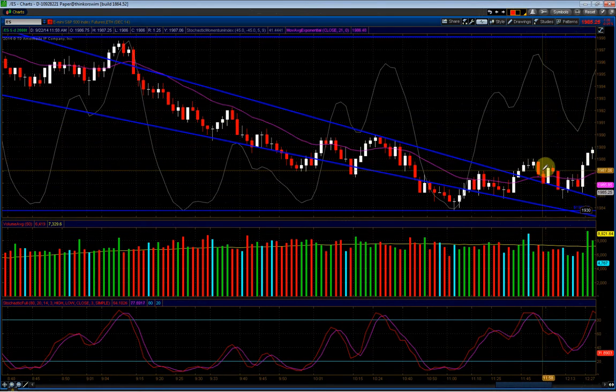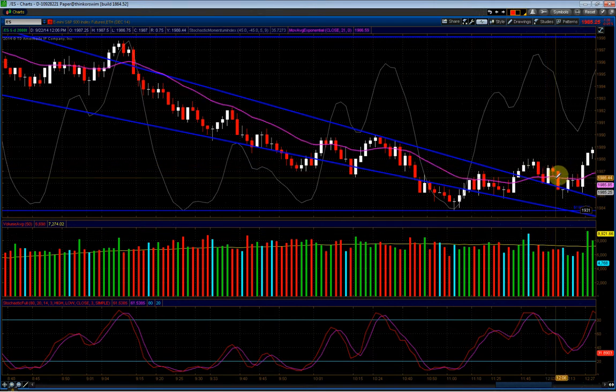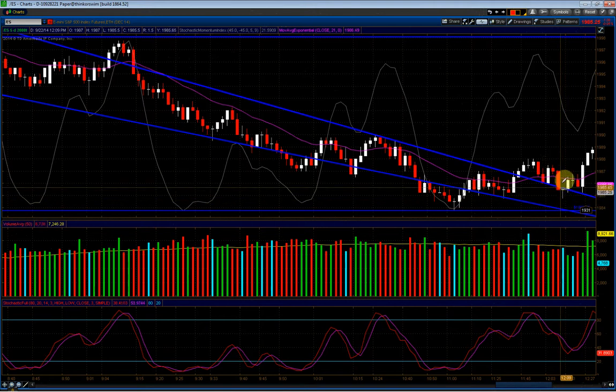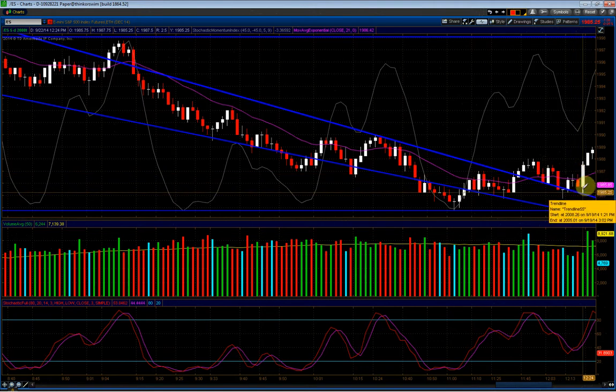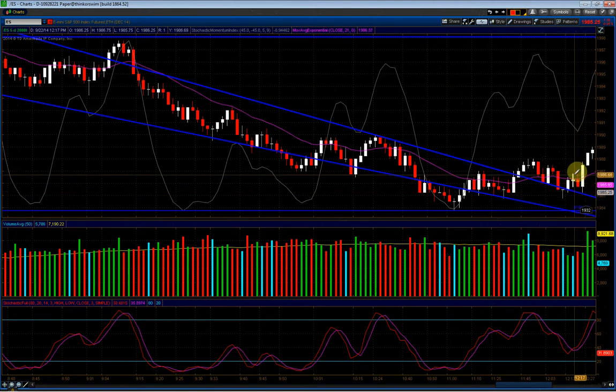Now, I did that kind of quickly, so let me explain. Our original signal bar was here. We did not get an entry. It did not break above this. It actually pulled back. So you could have traded this two ways. This would have been another signal bar, and your entry bar would have been here. And you would have been fine. You only would have come back to 1985.25, so a little over a point. You could have definitely sat through that.